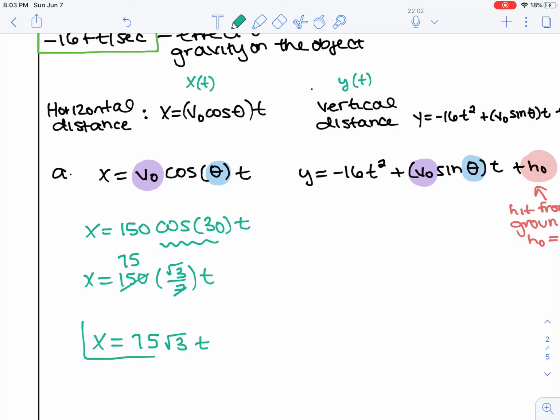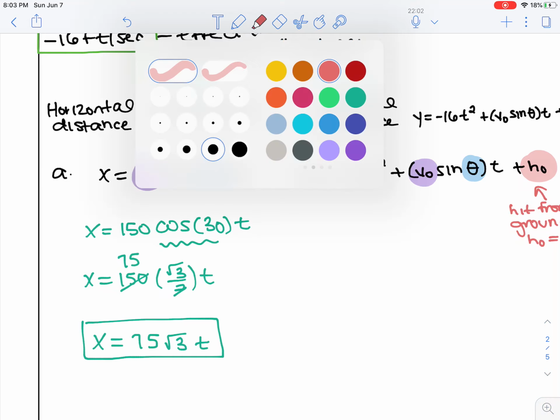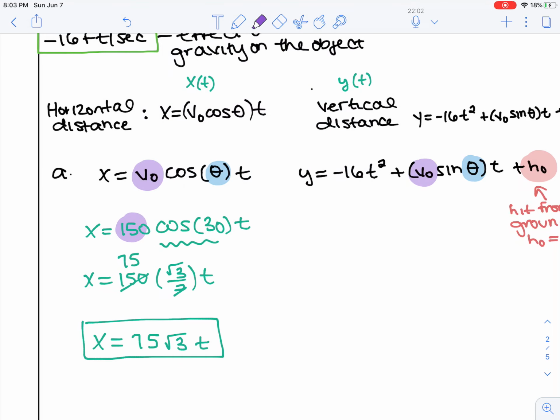It's parametric because it is our rectangular horizontal measure x defined in terms of t, in terms of that parameter t. Okay, so again, just a quick refresher, our v sub 0, our 150, our initial velocity got plugged in as our coefficient to our cosine, and then our argument to our cosine was our angle of projection, that 30 degrees there, and we were able to simplify.